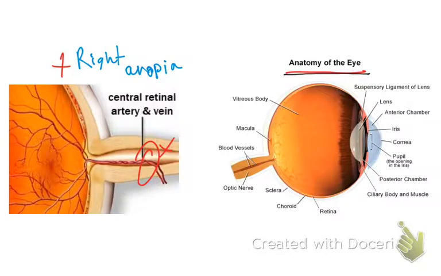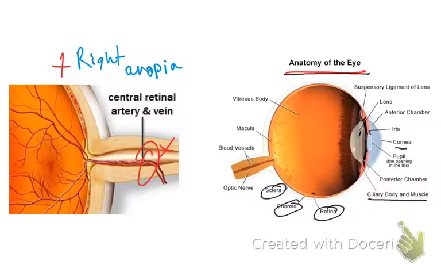The eye has, for example, your cornea. You have your iris here, and you have your pupil, which is the opening of the iris, and then we have the lens here, then we have the suspensory ligament of the lens on each side, then we have the posterior chamber, the ciliary body and muscle for movement, then we have the retina here, and we have the choroid, which is posterior to the retina, and posterior to the choroid we have the sclera, which is this one.